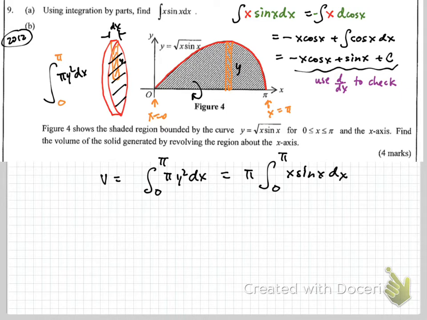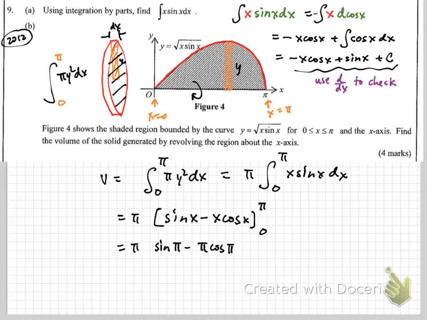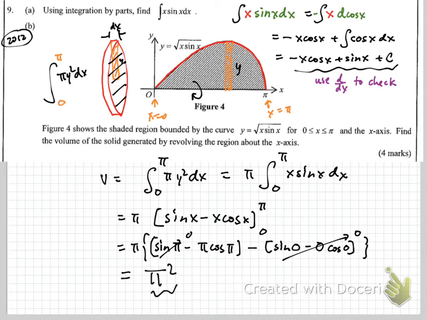Now that's exactly the integration from part A. So we can just copy the result from part A: sine x minus x cosine x. We do this integration from 0 to pi. So we have sine pi minus pi times cosine pi, and then we subtract sine 0. Sine 0 is 0. Minus 0 times cosine, 0 times anything is 0. So the second term is always 0. For the first one, sine pi is 0. Cosine pi is minus 1. So the answer goes to pi squared.